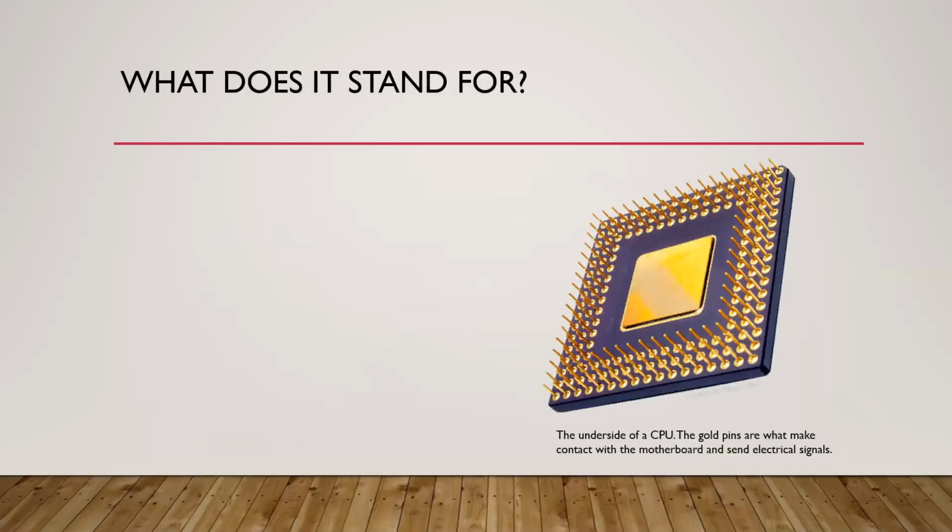So to start with, let's break down what CPU actually stands for. The C stands for central, the P stands for processing, the U stands for unit. And here on the right side, we have a picture of a CPU. The gold pins that you see are what makes contact with the motherboard and sends electrical signals around the computer.